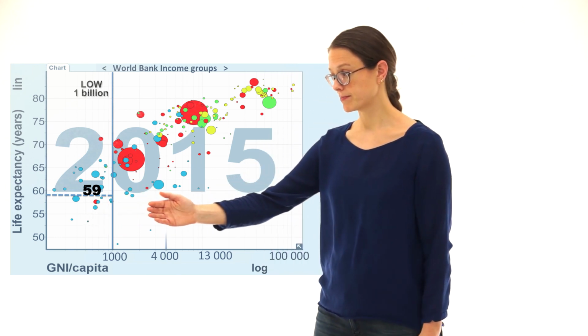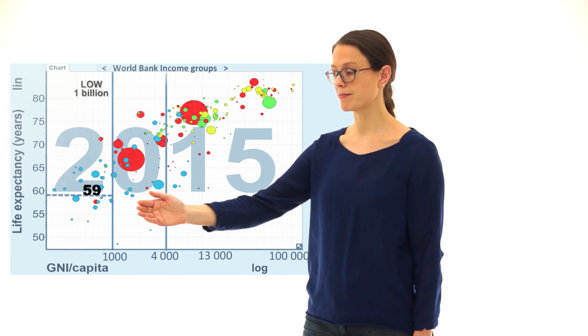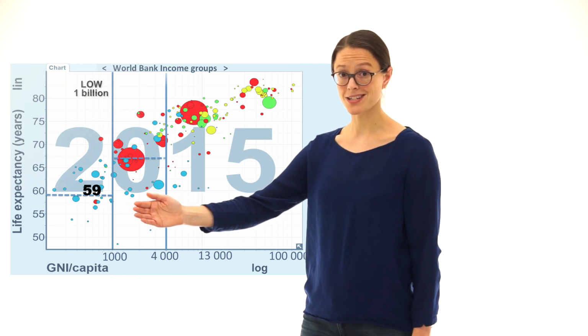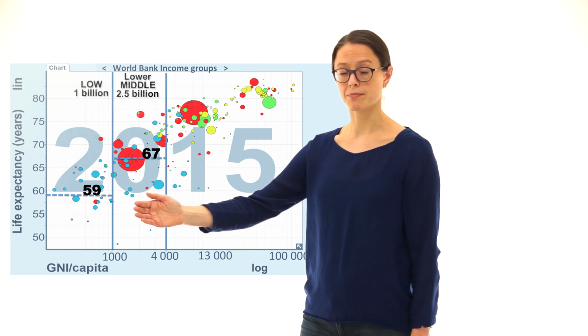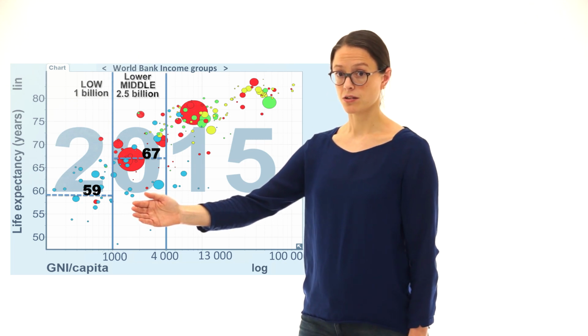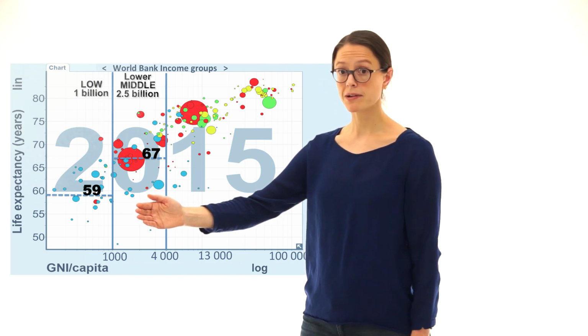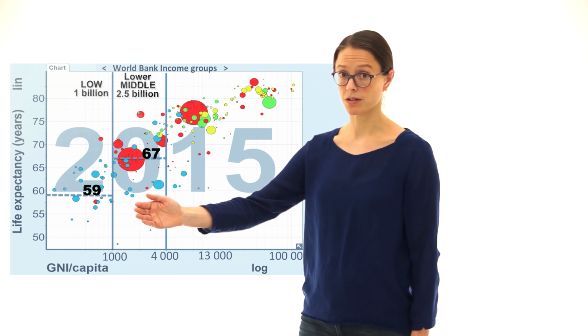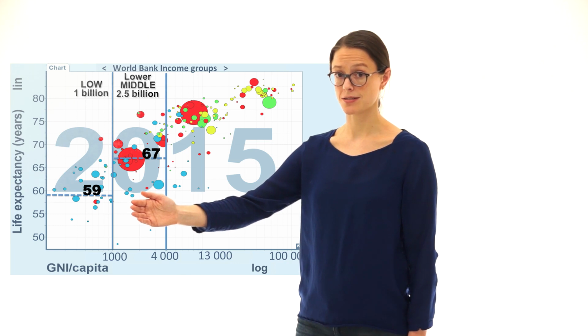In the next group, as you can see, countries have a little bit more money and people live a little bit longer. Life expectancy is 67 years. And we call this group the lower middle-income countries. You find a country like India here in this group, where some people are very well off, but far from everyone. And many people still live in poverty. 2.5 billion people live in lower middle-income countries.